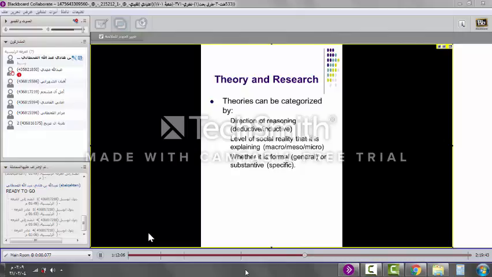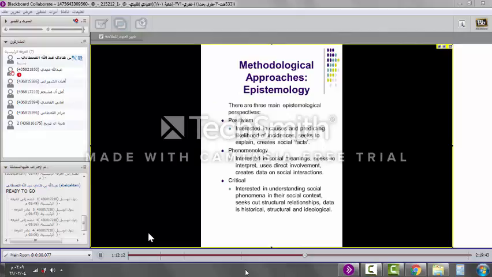What is formal, general, and what is substantive or specific? يعني something that we deal with general issues or we deal with يعني specific matters. Okay. Methodological approaches. طبعا here we talk about epistemology. Epistemology is usually about your own belief system of what you're doing. Okay. There are three main epistemological perspectives.